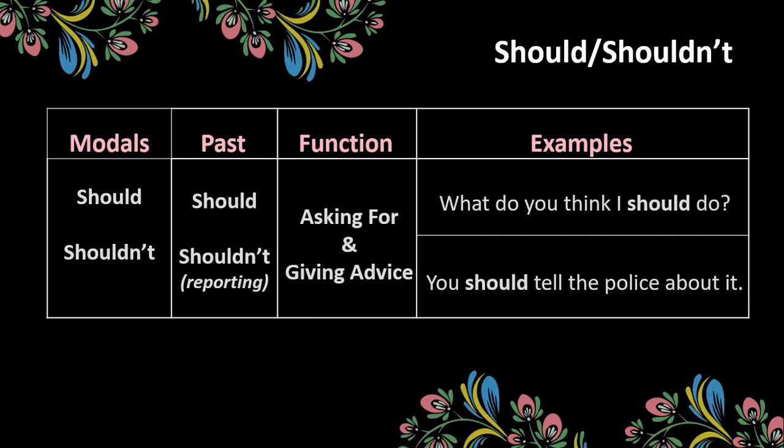Should versus shouldn't. The past form of should and shouldn't is similar. One thing that makes them differ is that in the past we can use these modal verbs for reporting purposes, and their function is obvious. You can use them for asking for advice and giving advice. What do you think I should do, when you ask for advice? Should you tell the police about it, when you give advice?